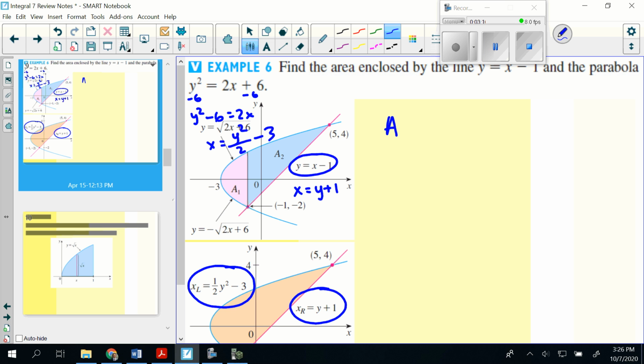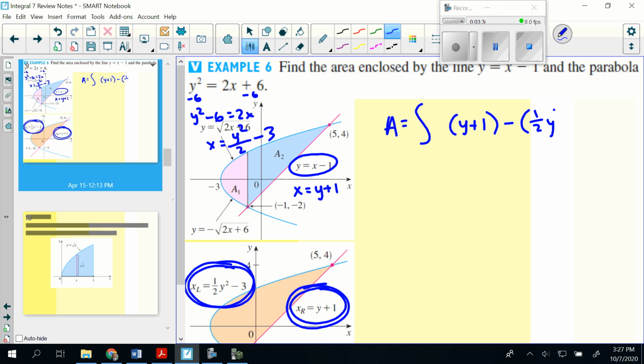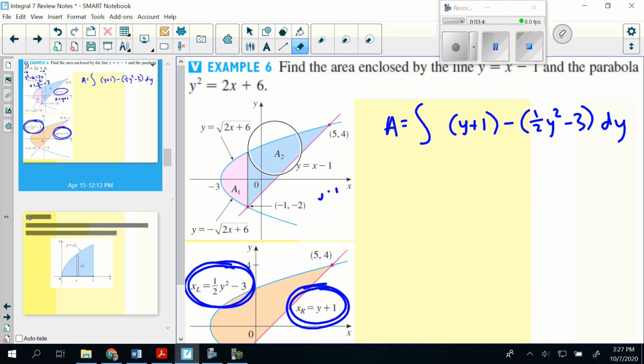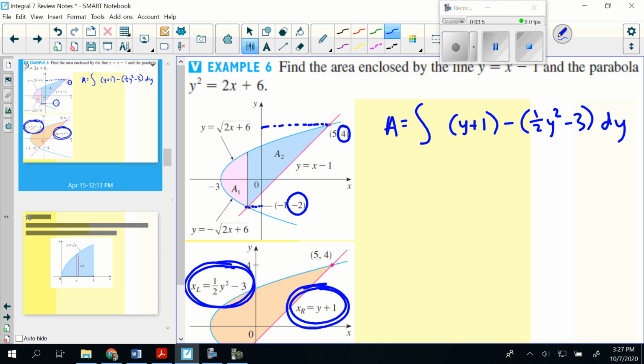So let's see if we can write out our area integral. We want the one on the right, so that would be y plus 1 here, minus the one on the left, that would be our half y squared minus 3. This is going to be a dy one, and now we need our limits here. That's going to come from where these are intersecting. Now, the picture's here, so if you have a picture, you can definitely use it. We want to pick what these y values are. So the y values would be 4 and negative 2.